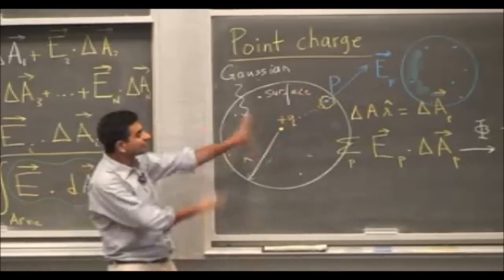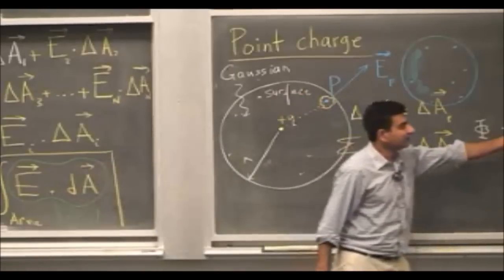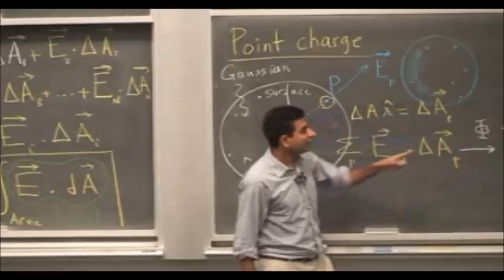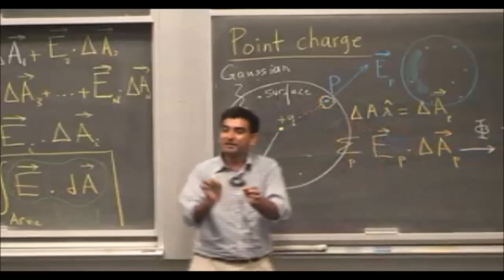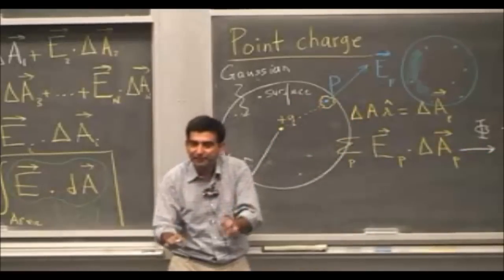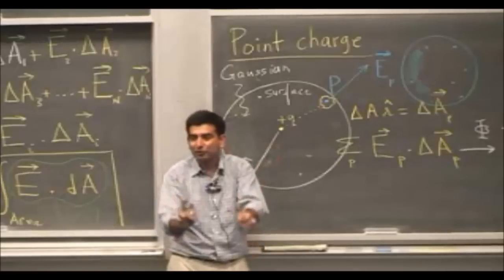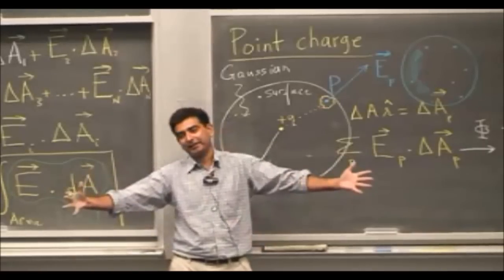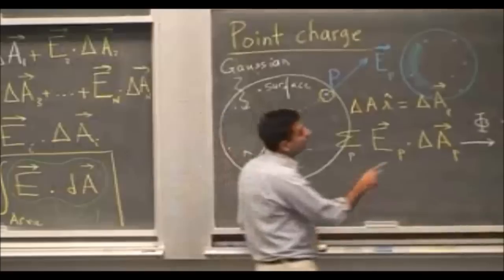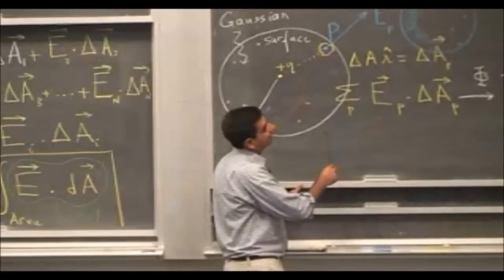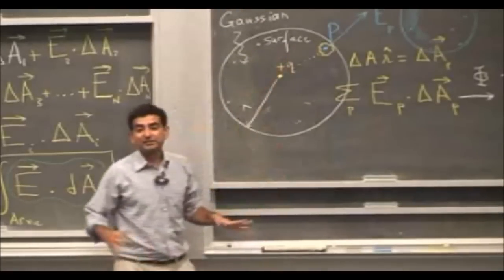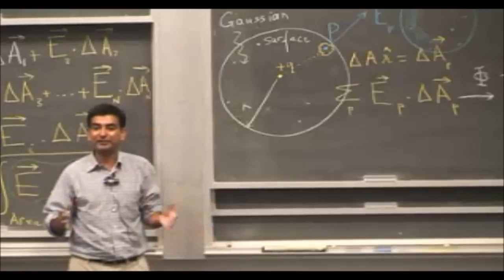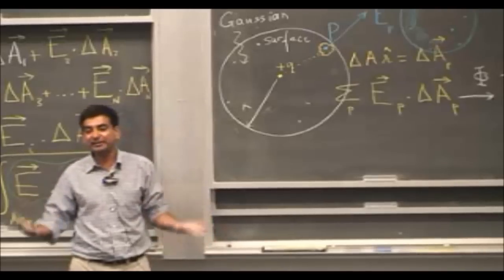So the total flux through this surface is given by this formula, E dot dA. Now the field at each patch has to be multiplied by the local area. So you take a local field, take its dot product with the local area and add up over all the areas. Now what we really know is that all the points P are on equal footing, so the field at each P is the same.